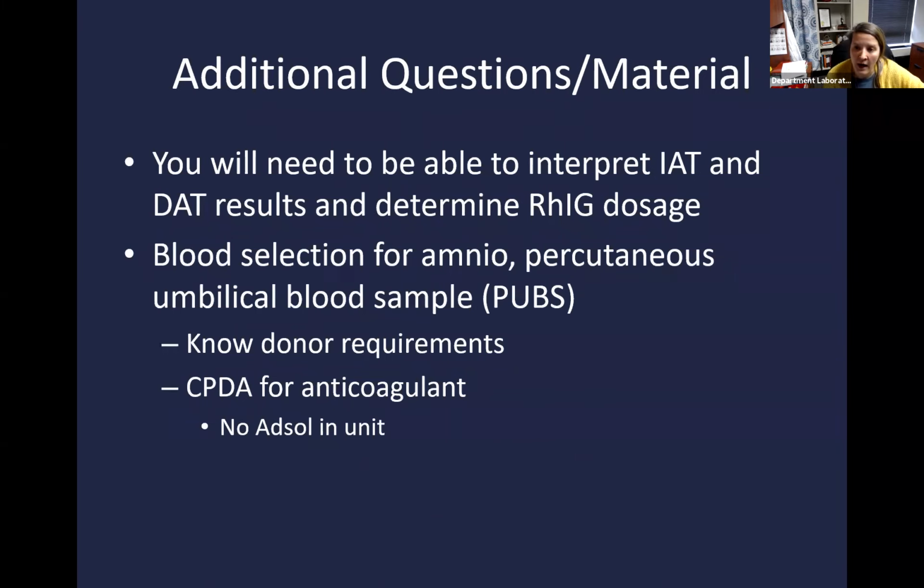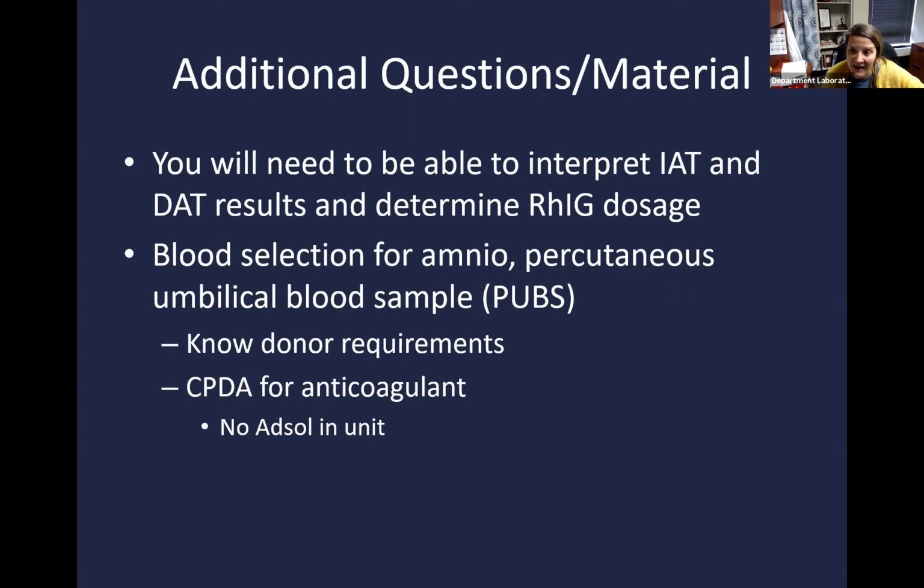All right, so you will have some IAT and DAT results to determine. So remember, these are mom and baby scenarios. So you always want to look at the mom's ABO, the mom's IAT result, the baby's ABO, and the baby's DAT. Remember, if that baby's DAT is positive, you do have hemolytic disease of the newborn present, okay?